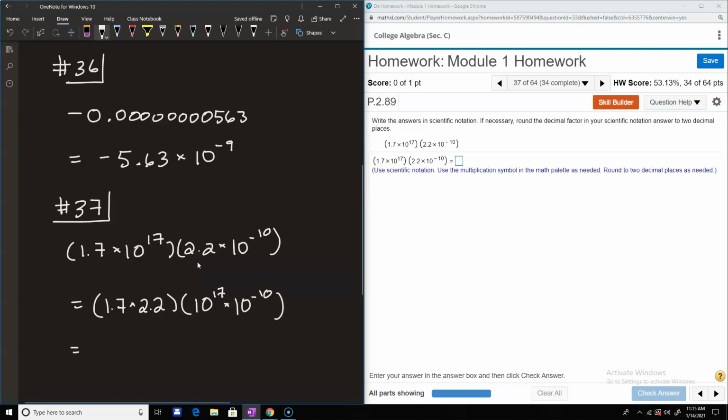So 1.7 times 2.2, right, we just want to punch that into a calculator. If I weren't lazy, I could just do mental math. It's 3.74. And then when we add the exponents, 17 plus negative 10 is 7. So we get times 10 to the 7th. And that is our answer. So 3.74 times 10 to the 7th.